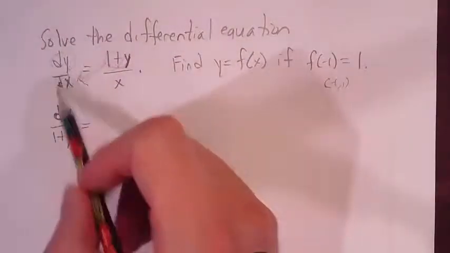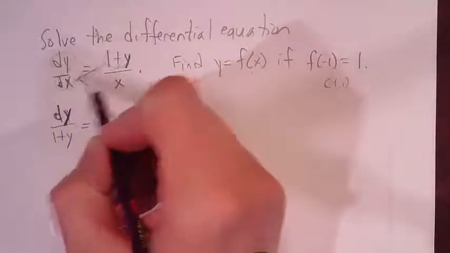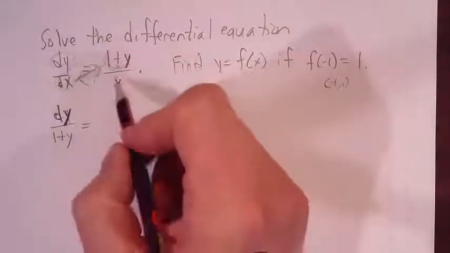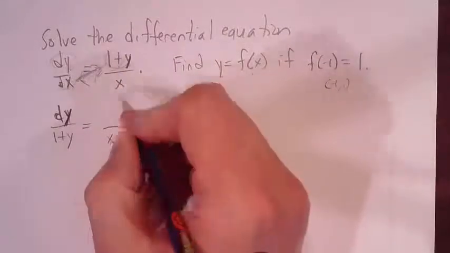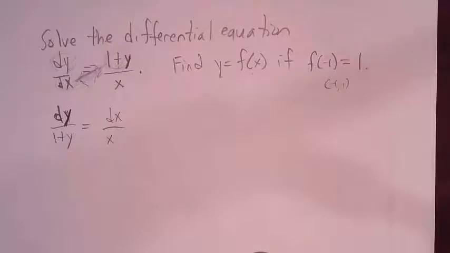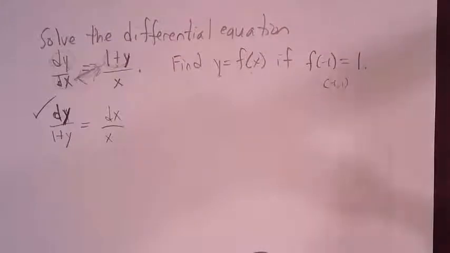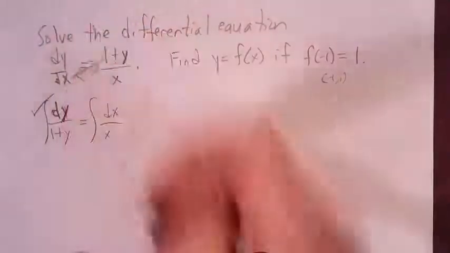This dx, I don't want my differential down there. That's in a denominator. So I'm going to multiply it on to this side. There's already an x parked in the denominator here. I'm now going to have differential x on top of that fraction. Once you have the variables separated, then you can integrate both sides. You can't integrate if you have x's with dy's or vice versa. So I'm going to integrate both sides of this thing.